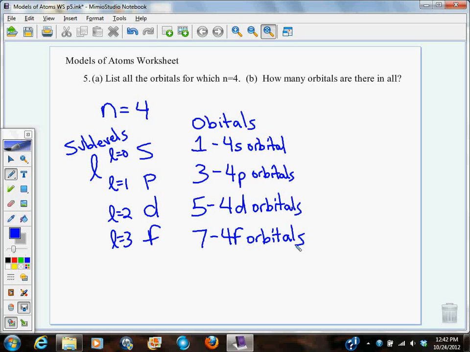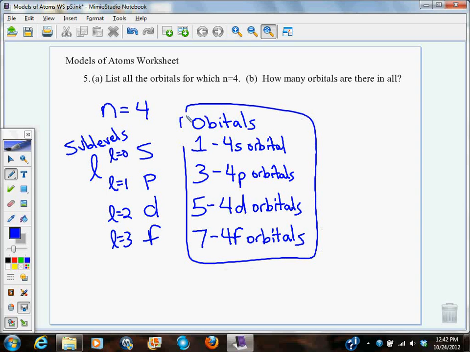So, to answer this question, list all the orbitals for which n equals 4. They're basically right here. So that would be part A. So we went from energy level, n equals 4, to talking about sublevels, which are the L values, and finally to the orbitals themselves. Now, the next thing is going to be for part B.